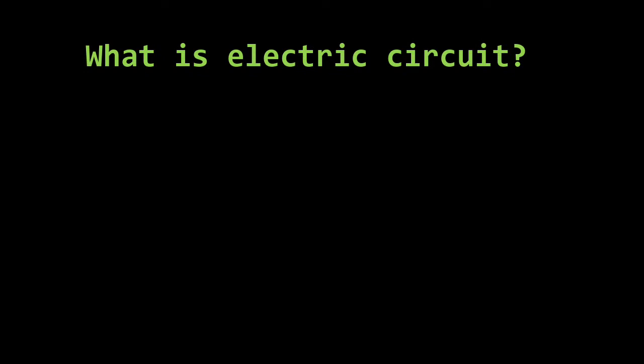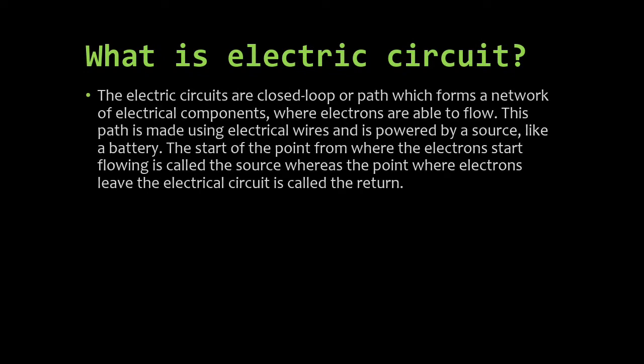What is an electric circuit? An electric circuit is a closed loop or path which forms a network of electrical components where electrons are able to flow. This path is made using electrical wires and is powered by a source like a battery. The point from where the electrons start flowing is called the source, whereas the point where electrons leave the electrical circuit is called the return.